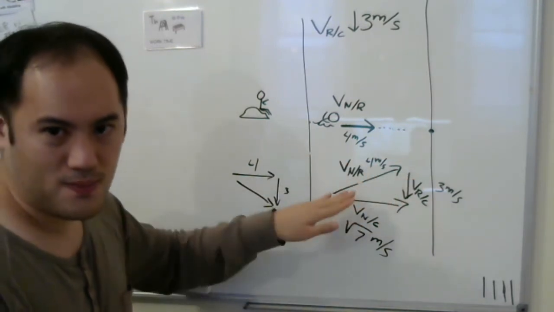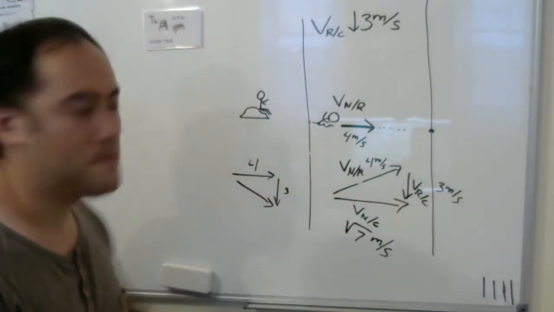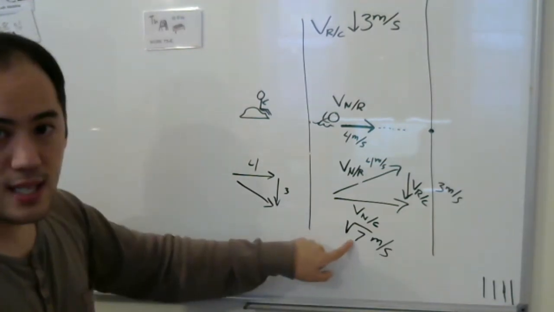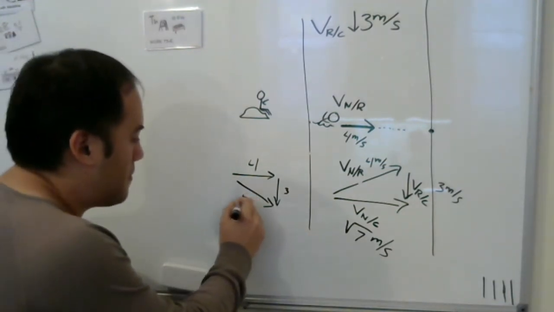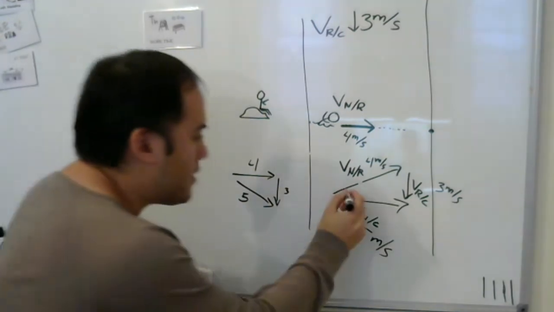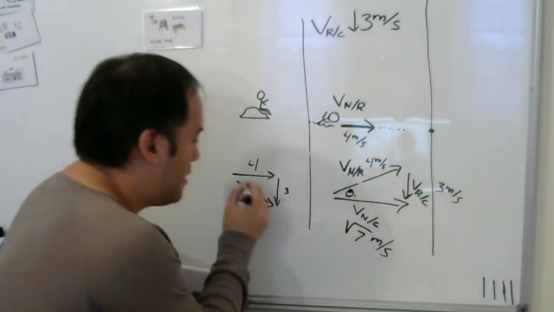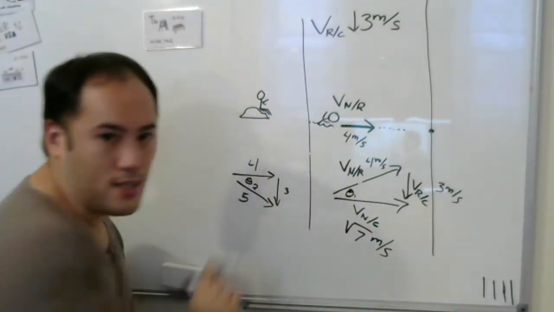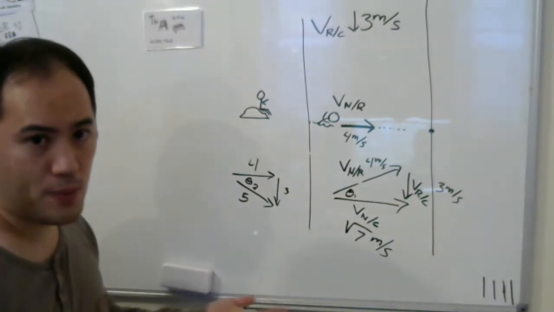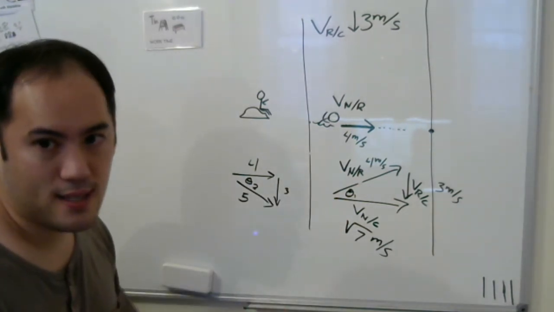Hopefully you... Let's put that in there. This is not the same triangle as this. And this angle, theta 1, is not the same as this, theta 2. These are not the same triangle. They're both right triangles. That's all they have in common besides that.